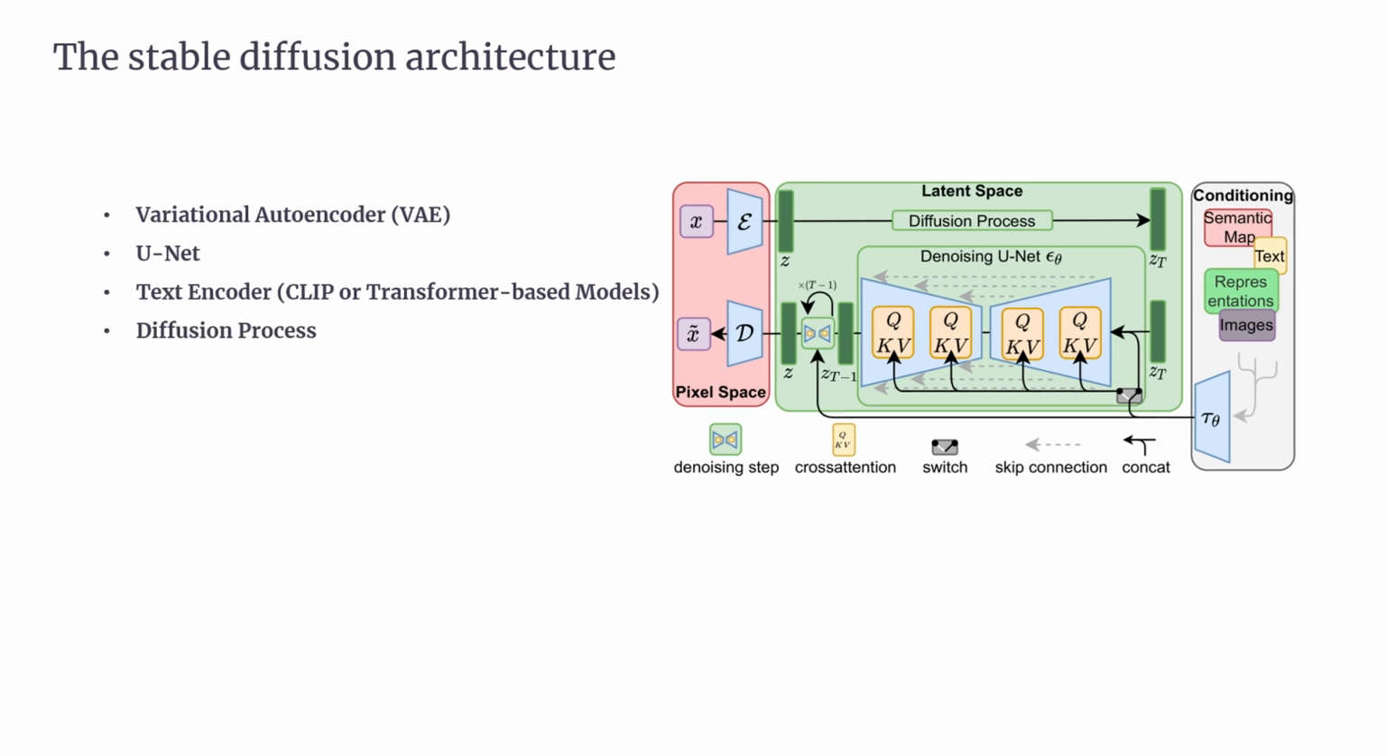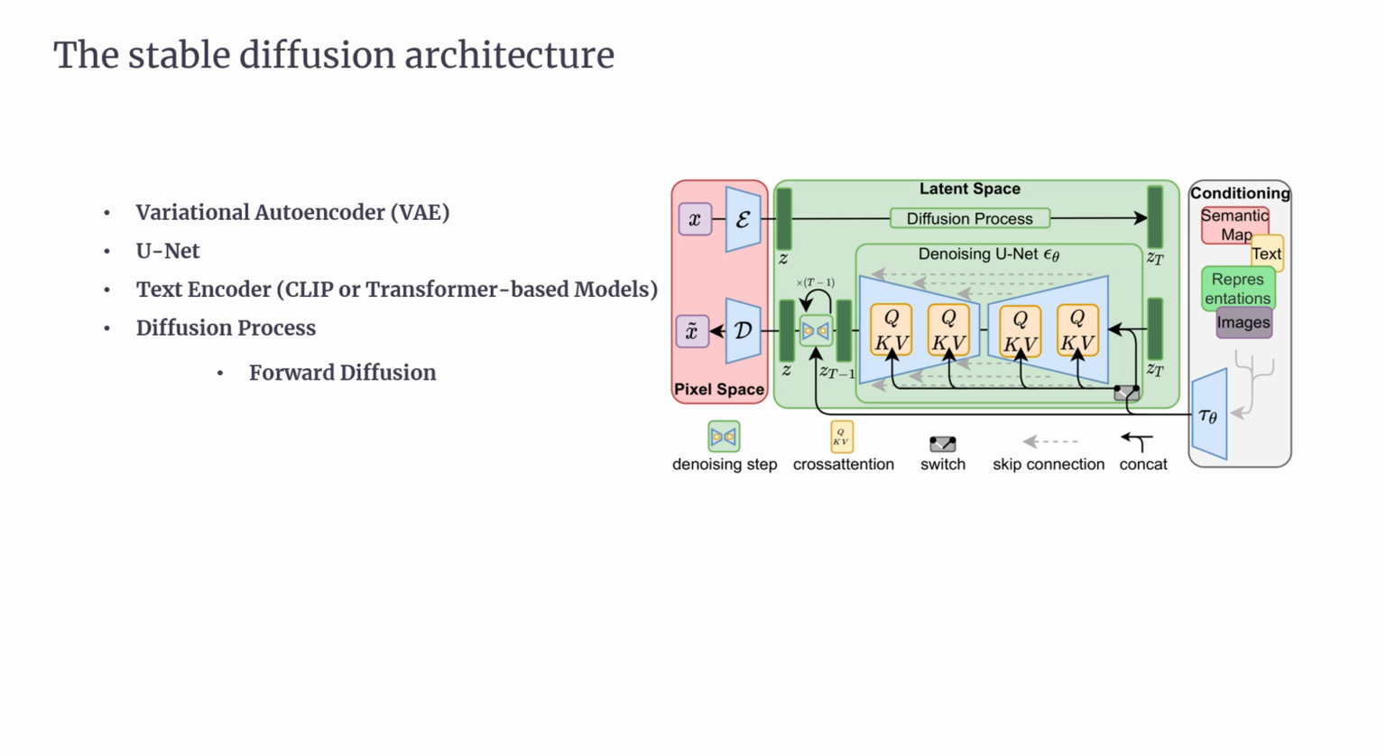The fourth, diffusion process. Stable Diffusion uses a process called latent diffusion to generate images. Here's how it works. 1. Forward diffusion. First, noise is applied to the image in a series of steps. The image starts off looking like random noise, and over time, more noise is added. This helps the model learn how to reverse this process.